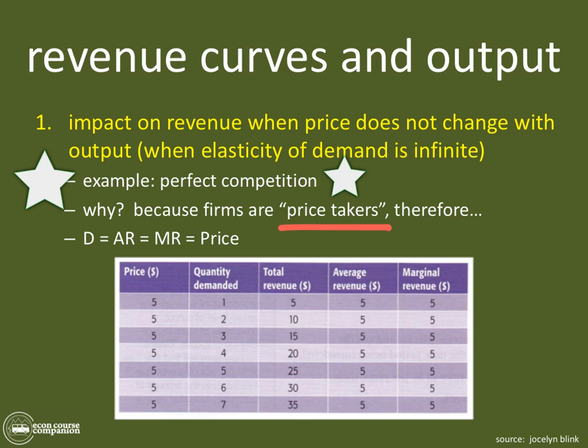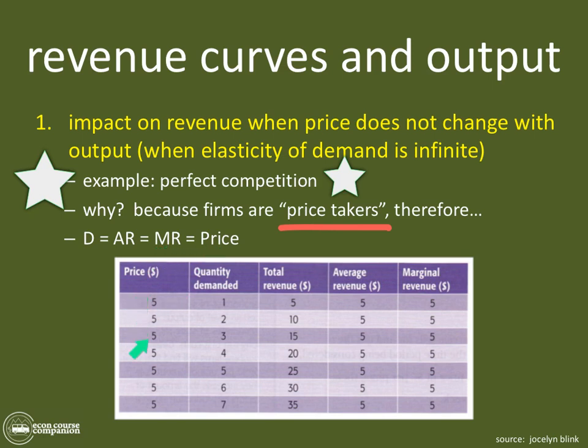So as a result of that, and this is pretty straightforward, I think, you can see, therefore, there's going to be a direct relationship between demand, average revenue, marginal revenue, and price.